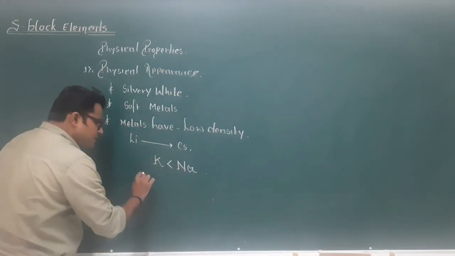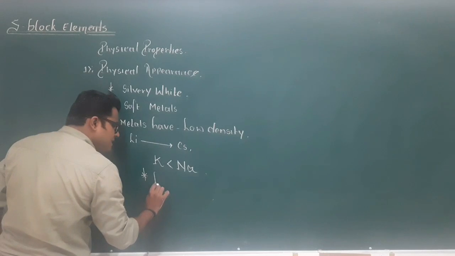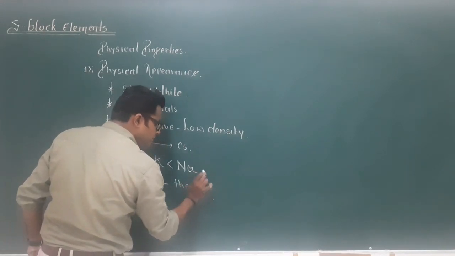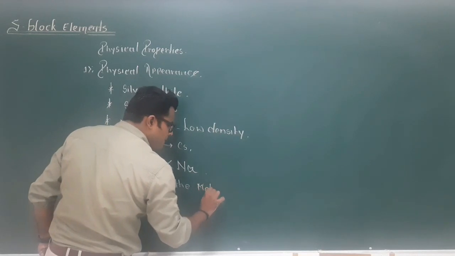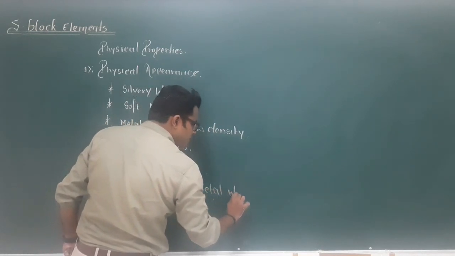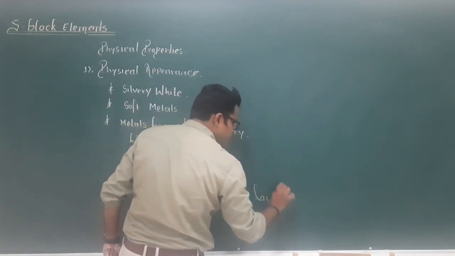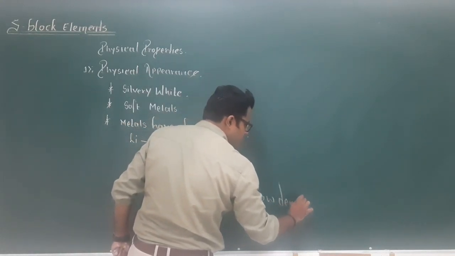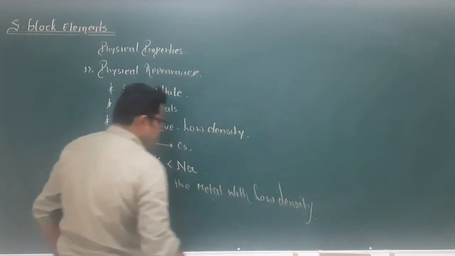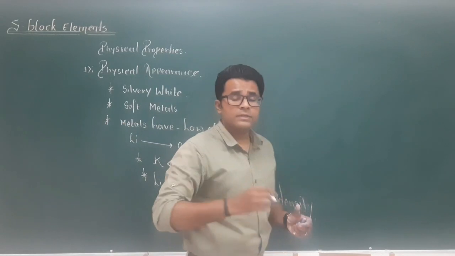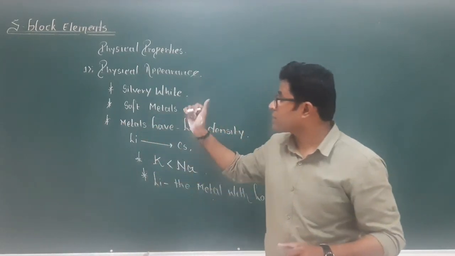And the next important thing that we have to remember is that lithium is the metal with the lowest density. So these are the important points we have to remember about the physical properties of alkali metals.